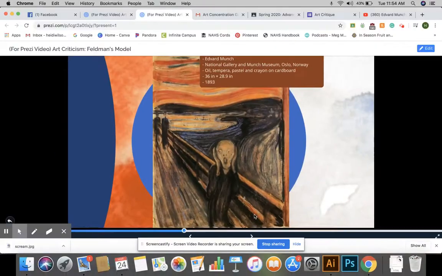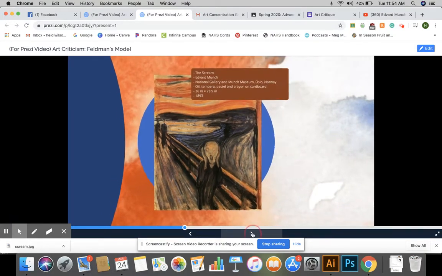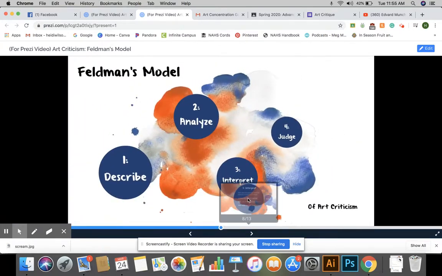And again, this is brief. You guys will need to be a little more in depth in your written explanations. Let's go to step 3.